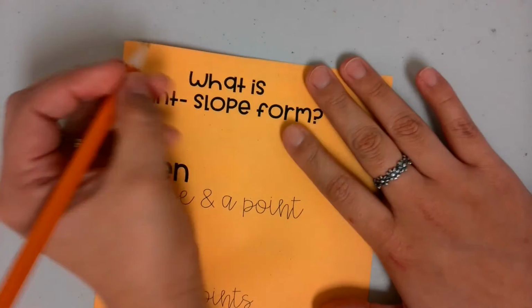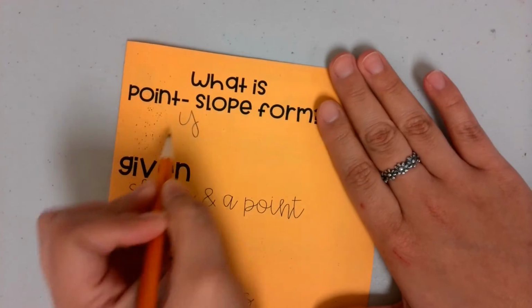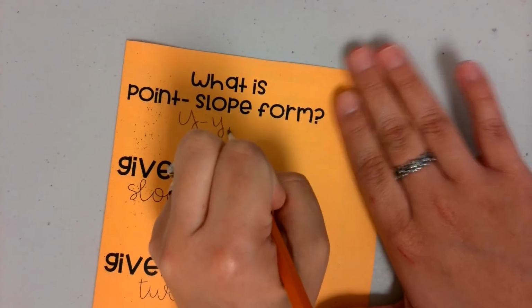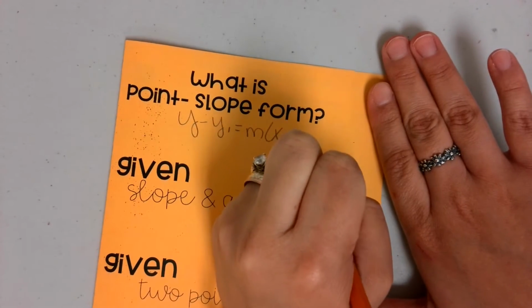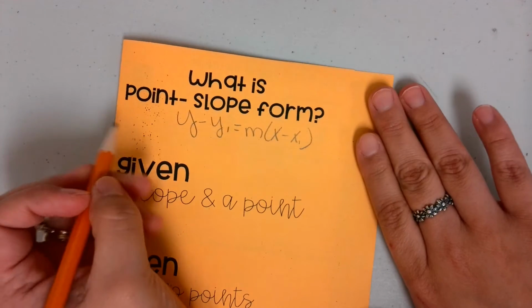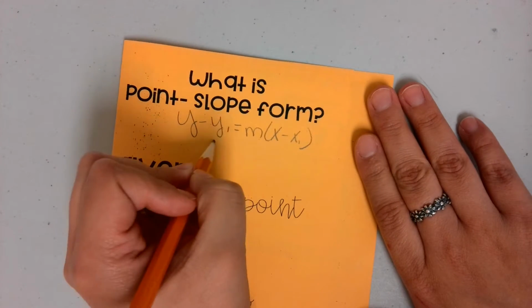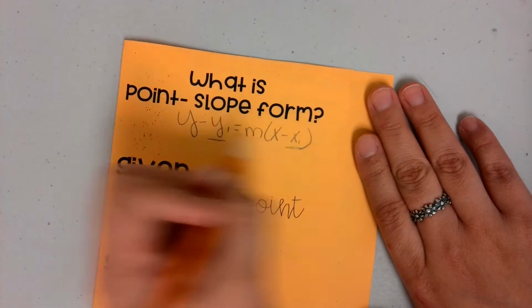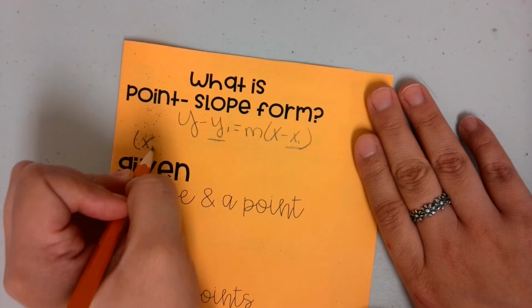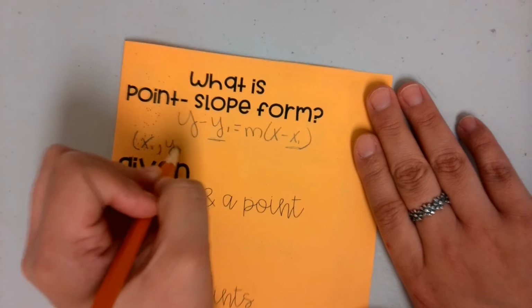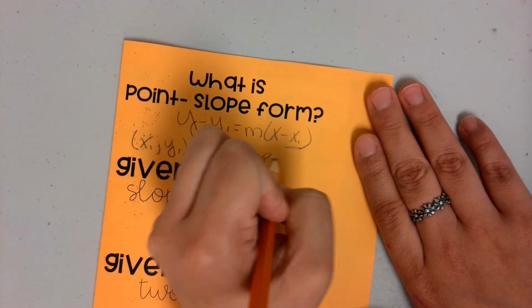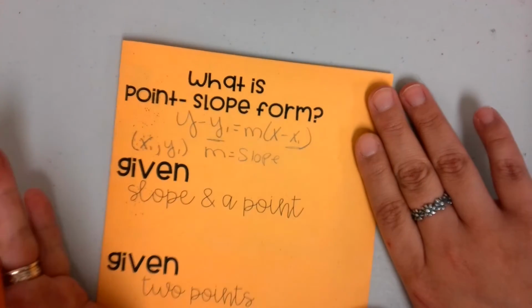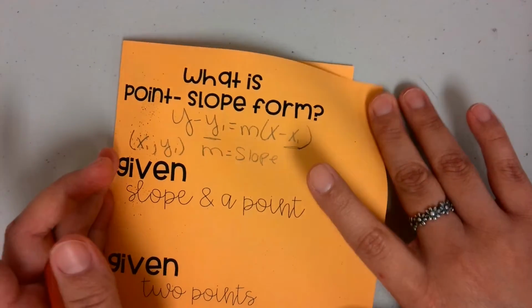So what is point slope form? We're going to write this at the front. I'm going to write y minus y1 equals m times x minus x1. We've kind of gone over this, I just want to review it one more time. Y1 and x1 come from your ordered pair, and m stands for slope. This y and this x stay because I need a y and an x in my equation.